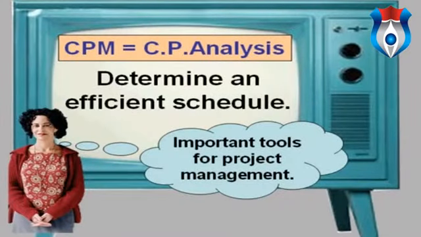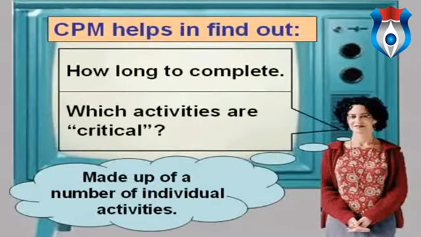Critical path method, also known as critical path analysis, is a mathematically based method that is useful to help determine an efficient schedule for the task or any project activities. It is an important tool for project management. The critical path method is one of the techniques for doing project planning.